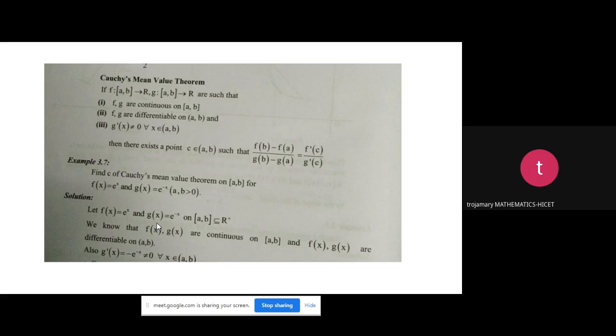Find c of Cauchy's mean value theorem on the closed interval a comma b for f of x equal to e power x, g of x equal to e power minus x. We already know that exponential functions are continuous, so f and g are continuous. If we differentiate e power x, we get e power x, and the derivative of e power minus x exists, so it is differentiable. The first two conditions are over. Then what about the third condition? g dash of x is minus e power minus x, which is also not equal to 0. Okay, so we can apply the formula.